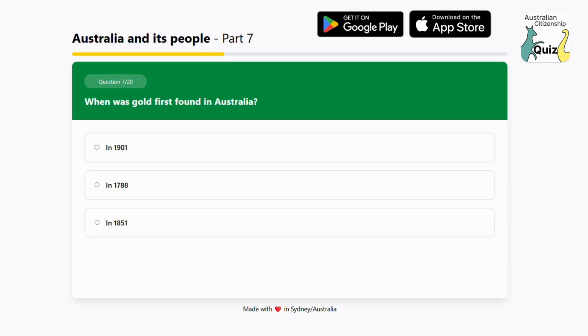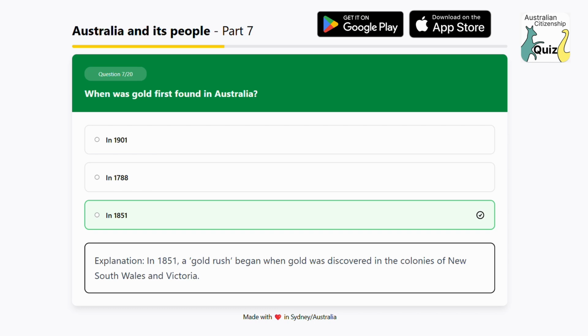When was gold first found in Australia? Option 1, in 1901. Option 2, in 1788. Option 3, in 1851. The answer is in 1851. Explanation: In 1851, a gold rush began when gold was discovered in the colonies of New South Wales and Victoria.